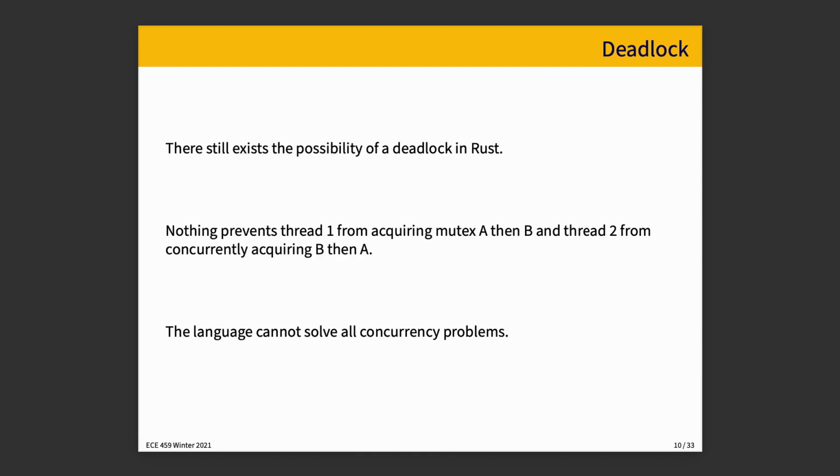Nothing really prevents thread 1 from acquiring mutex A and then B, and then thread 2 from concurrently acquiring B then A, and you end up in that scenario with each thread waiting for the other, and you have a deadlock. The language cannot solve all concurrency problems. That would be nice, but is somewhat unrealistic. So you should keep in mind that it's good at solving some of the problems that we might encounter.